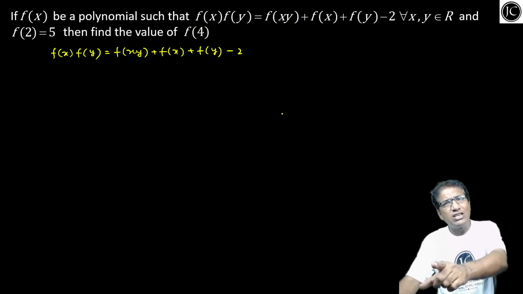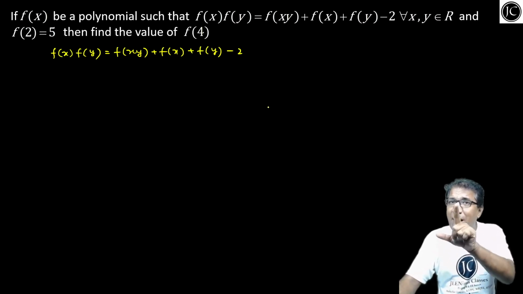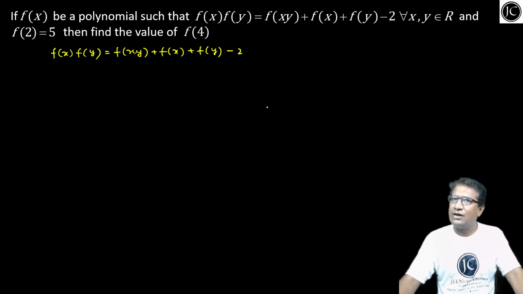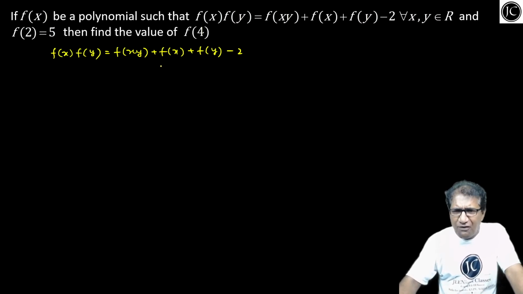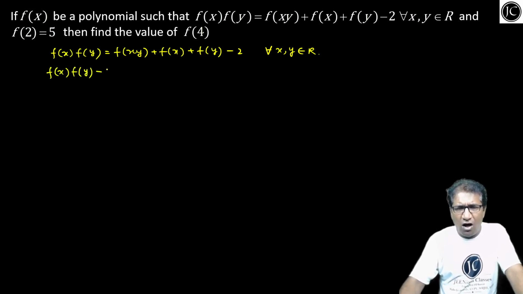I will suggest all the students to pause the video right now and try this problem by your own. If you cannot do it, then come and see the solution. Okay? ये functional equation is true for all x, y belongs to R. Right? So इसको कैसे करेंगे? Same method we will try to apply here. I will manipulate in such a way so that it comes and falls into our standard functional equation.